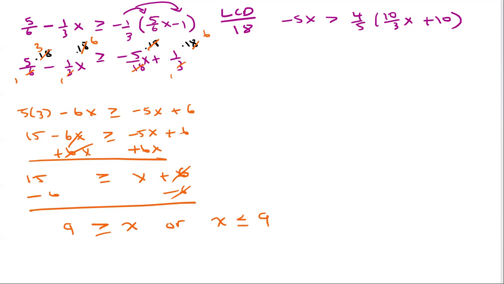In interval notation, that would be everything less than 9. So 9 is the biggest number. And then we have negative infinity. So at most you have is 9, everything less than that.